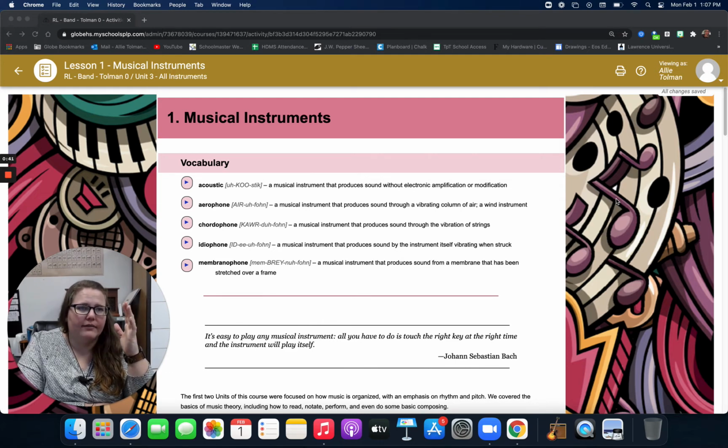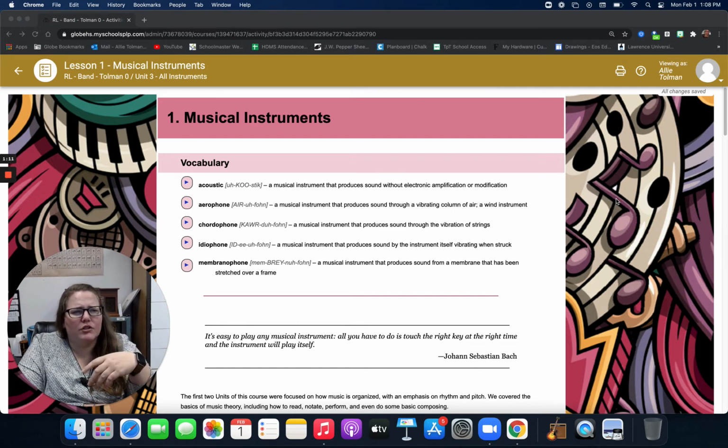So this is our Unit 3, Lesson 1, Musical Instruments. We're going to be talking about the types of musical instruments first, and then later on in the lessons they get more in-depth as to what those are. So we have acoustic, which is a musical instrument that produces sound without electronic amplification or modification. Aerophone is a musical instrument that produces sound through vibrating a column of air, which is like a wind instrument.